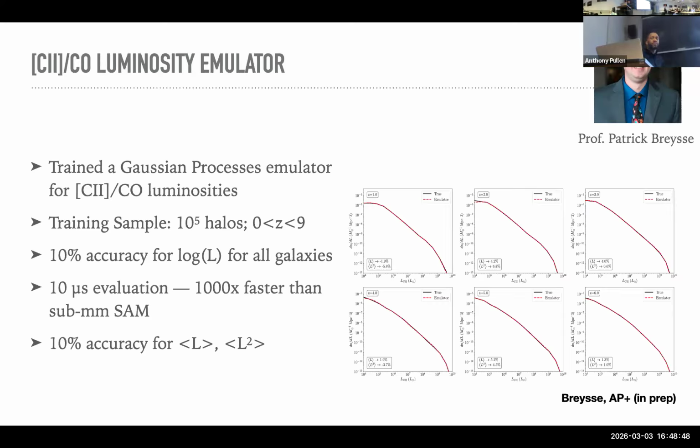It's 1,000 times faster than the sub-millimeter SAM, with each galaxy taking only 10 microseconds to simulate the luminosity. And there's also a 10% accuracy for the moments of the luminosity function. Whereas earlier the second moment was around 20% accuracy, now this gets it to 10% accuracy.